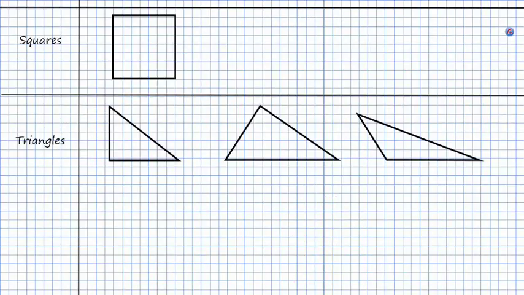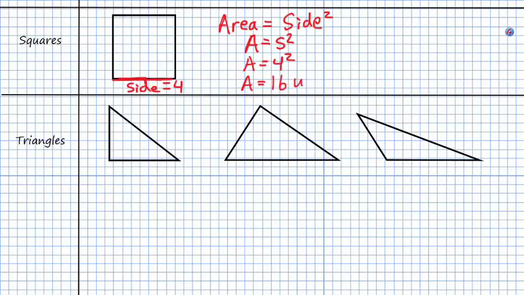All right, let's talk about a square. We already are familiar with a square as well, especially from our activity the other day. So we've got our area is equal to the side squared. So we could rewrite this as A is equal to S squared, and we have S is any side of the square. And let's just say that the side is equal to 4 here. So if we wanted to find the area of this, then we would say A is equal to 4 squared, or A is equal to 16 units squared.